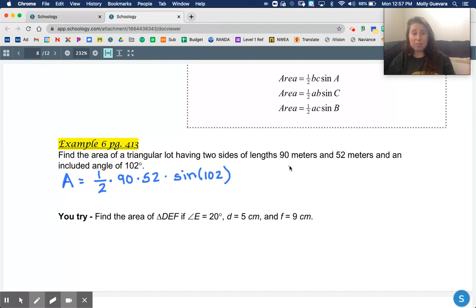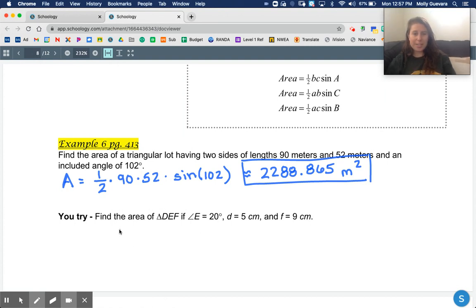So I'm just going to enter this whole thing into my calculator, making sure that I'm in degrees. Check your work here. If you need to pause the video, that's fine. You should get 2288.865. And then don't forget we're finding area, so it's going to be meters squared. So don't forget your units squared here.